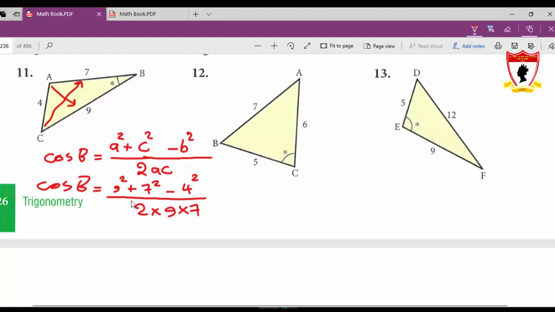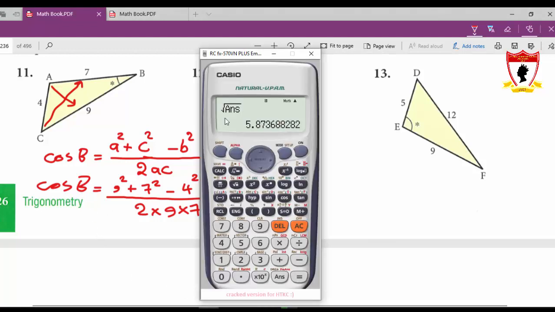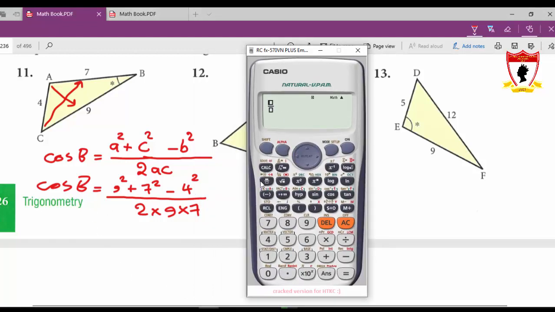Let's write this in the calculator. It will be the result of cosine B. Then we need to use cosine inverse to get the angle. It's better to write exactly what you see in the calculator: 9 squared plus 7 squared minus 4 squared over 2 times 9 times 7. So this is equal to 0.904761, and it's repeating over and over.